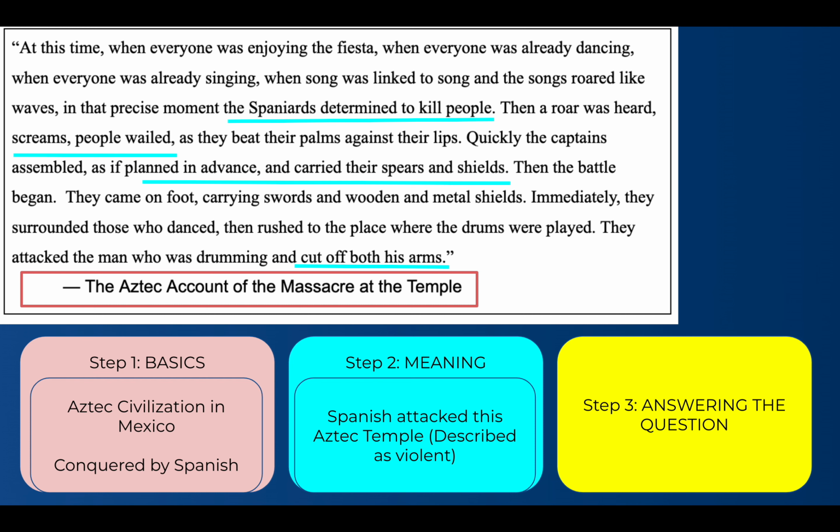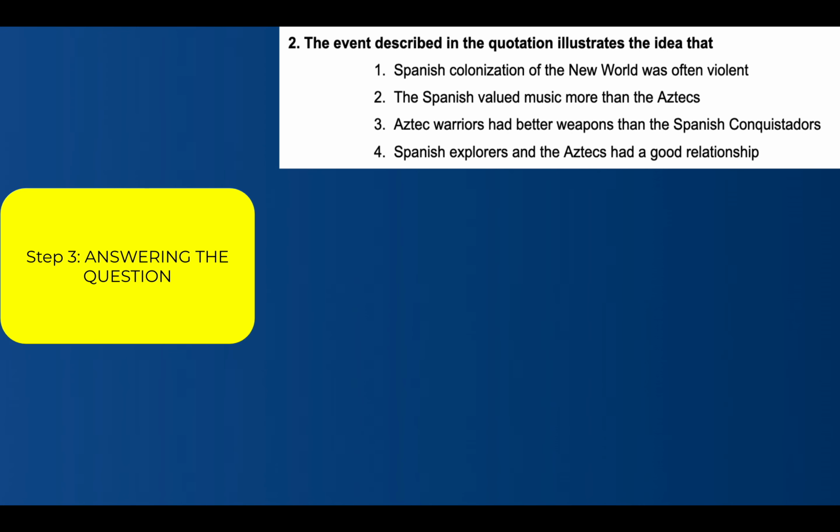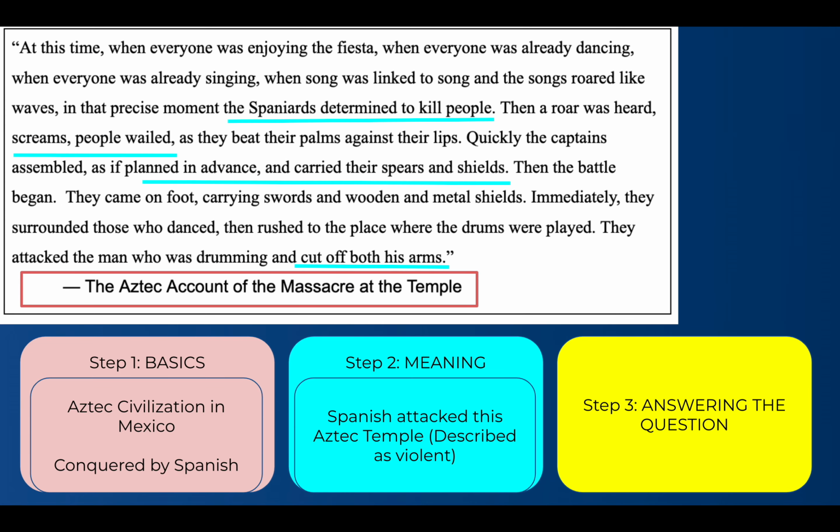And then same thing, you go and you practice answering the questions. So if you want to try to give this one a shot on your own, once again, I'll remind you, pause when the question comes up, try to do it on your own, and then we'll see what we come up with together. But the event illustrates what idea? The Aztec account of this massacre, the Aztec account of when the Spanish attacked them.